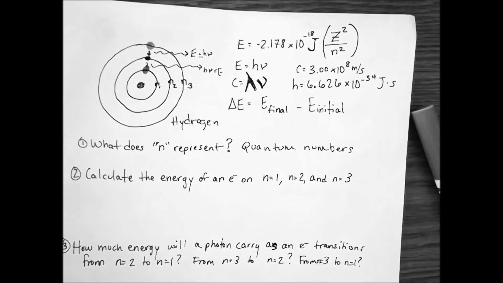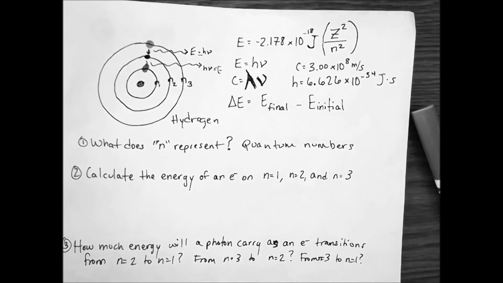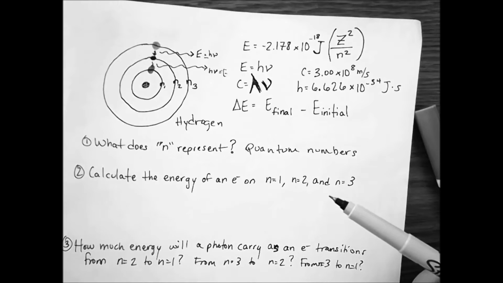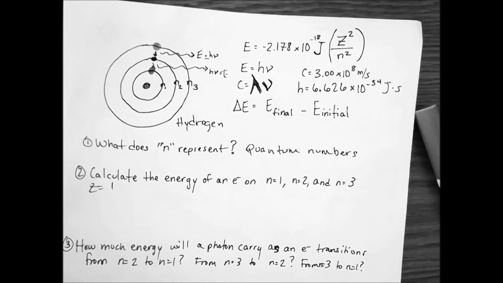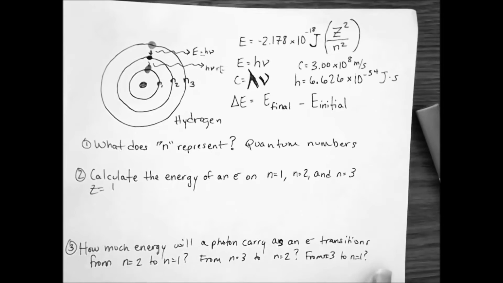What does Z represent? Z is the atomic number. And we're talking about hydrogen, so what's the atomic number of hydrogen? 1. So your Z is going to be 1 for all of these calculations. And that's why we liked when Niels Bohr was looking at this. He used hydrogen as an example because it made things easy for the math, at least. And it's the simplest element, so that also makes things a little easier to understand.